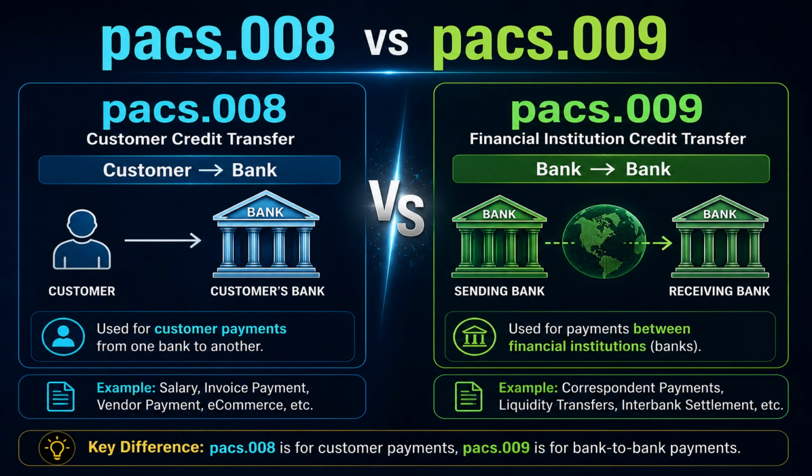Many beginners confuse PACS008 and PACS009. The difference is actually simple. PACS008 is used for customer credit transfers, where a customer sends money to another customer. PACS009 is used for financial institution to financial institution transfers. Think of PACS008 as customer-to-bank payments, and PACS009 as bank-to-bank payments.